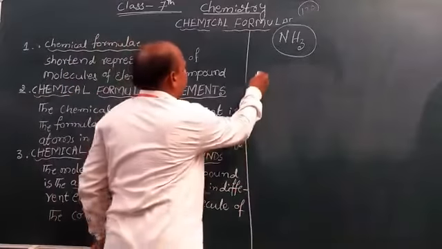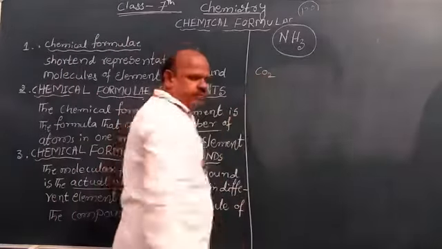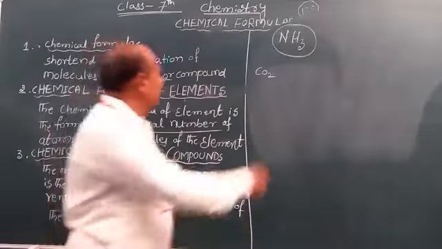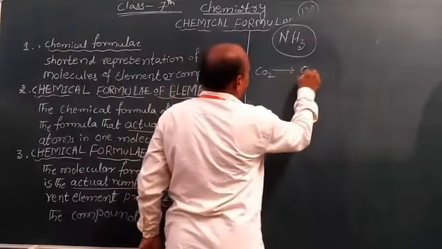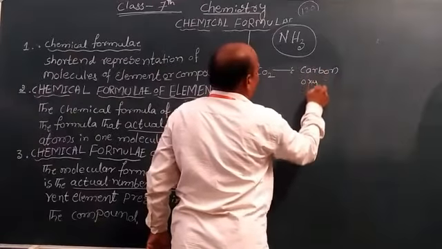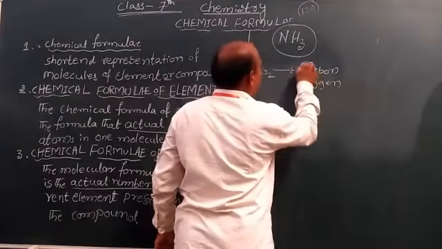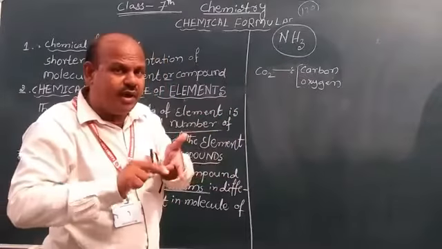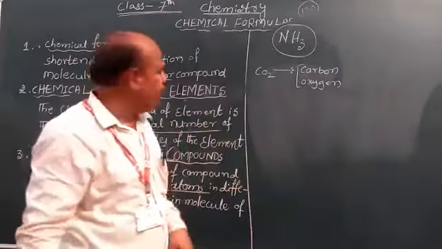For example, take carbon dioxide. In this carbon dioxide, how many elements are there? One is carbon and another one is oxygen. These two elements are present. Two elements combined together chemically in a proper ratio is known as a compound.